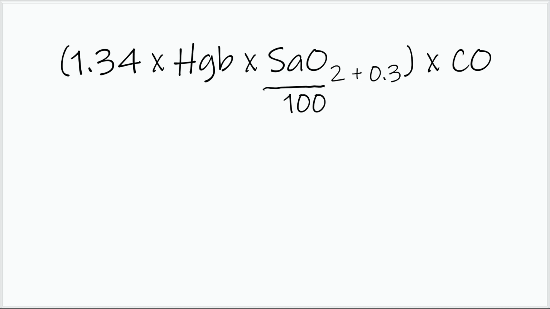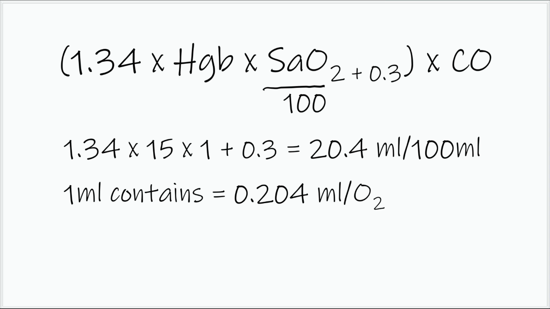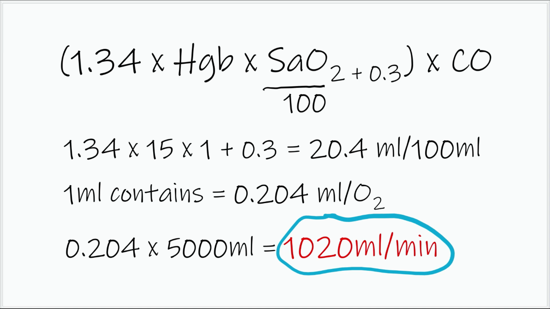Let's work the problem. This is 1.34 times the hemoglobin times the saturation over 100 plus 0.03 times the cardiac output. 1.34 times 15 times 1 plus 0.3, and all of that works out at 20 mils per 100 mils. 1 mil will contain 0.204 mils of oxygen. So if you multiply that by 5,000, you'll get 1,020 mils per minute. So that's 1,020 mils of oxygen delivered per minute, assuming that everything is normal and the hemoglobin is 15.